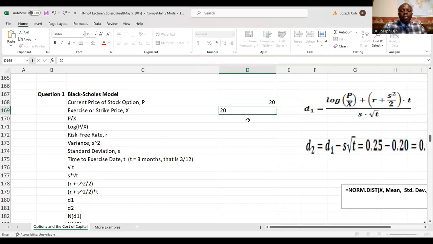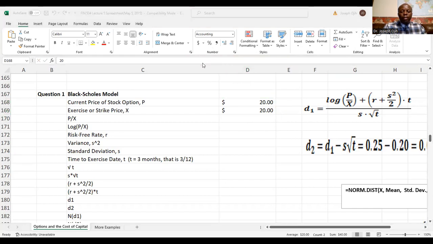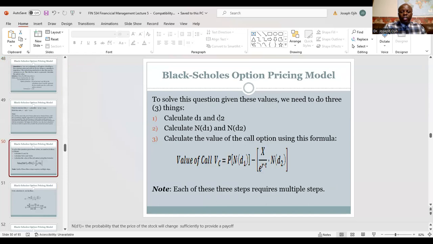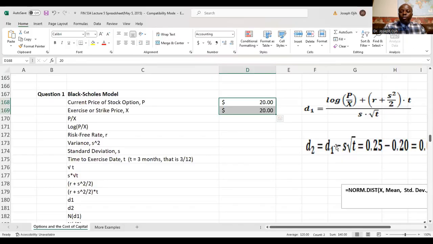$20. Remember, these are currencies, so I'm going to put it here. Like I told you, I'm going to do this part of the formula separately. I'm going to do this part now, and this part now, because our first job here is to find the D1 and D2. And these are the D1 and D2 formulas.